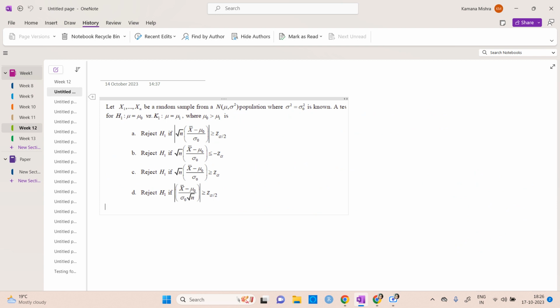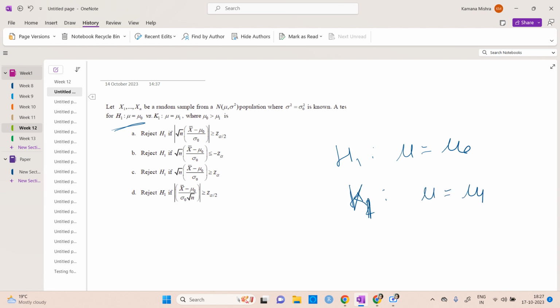So this is our first question, and I want you to try this because I think we have just done a similar one. What is given here is the null hypothesis and the alternative hypothesis. H naught is given, mu is equal to mu naught, and the alternative hypothesis is mu equal to mu one.